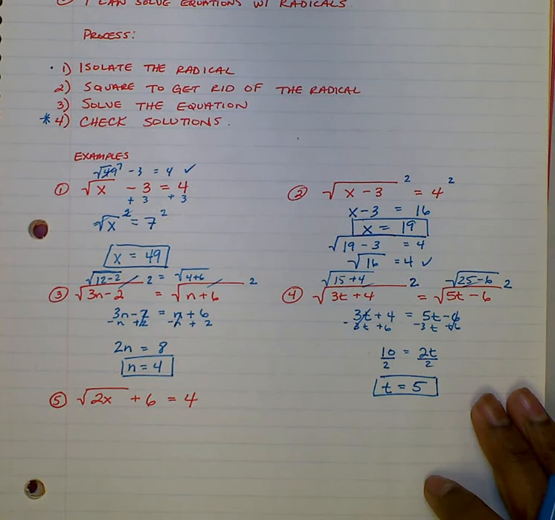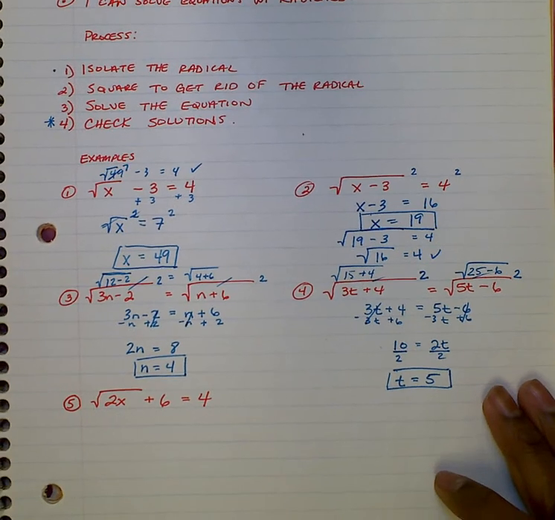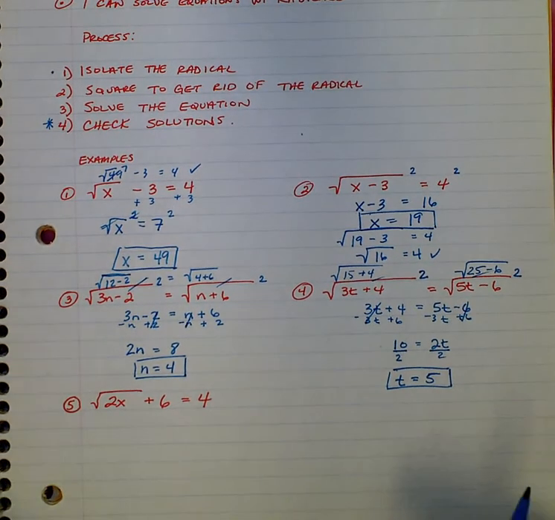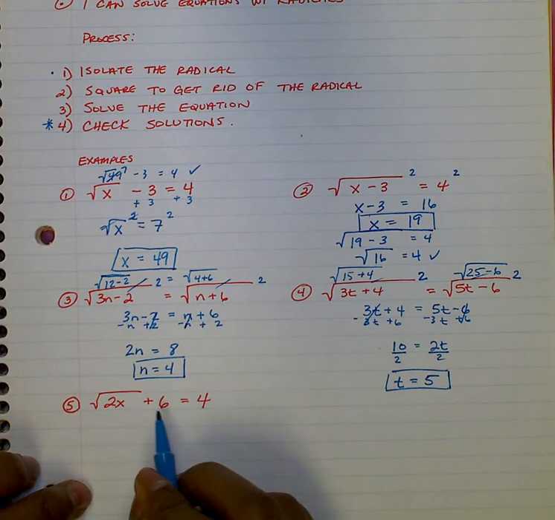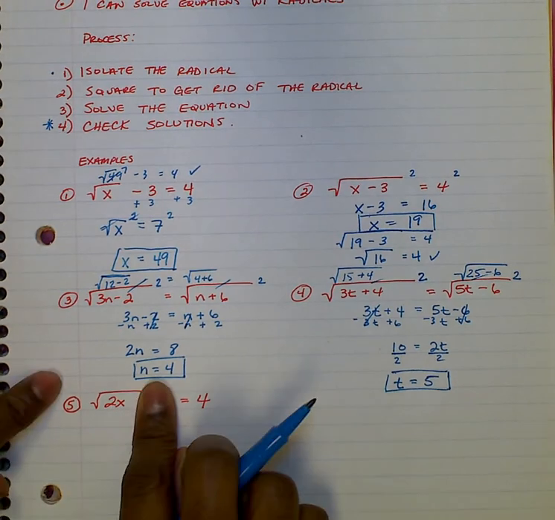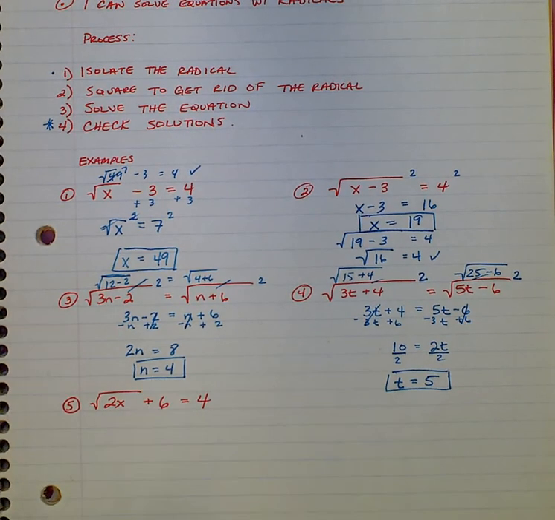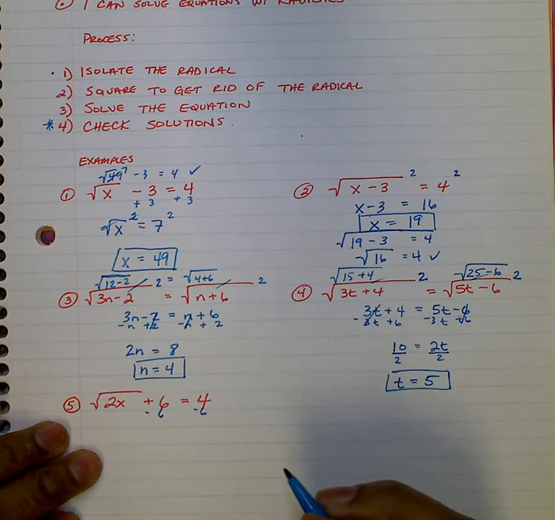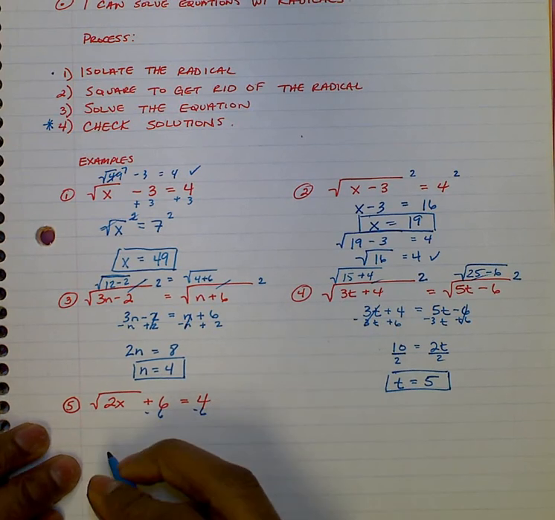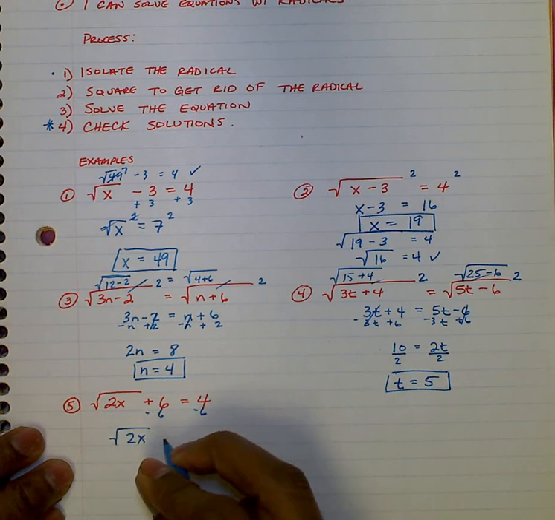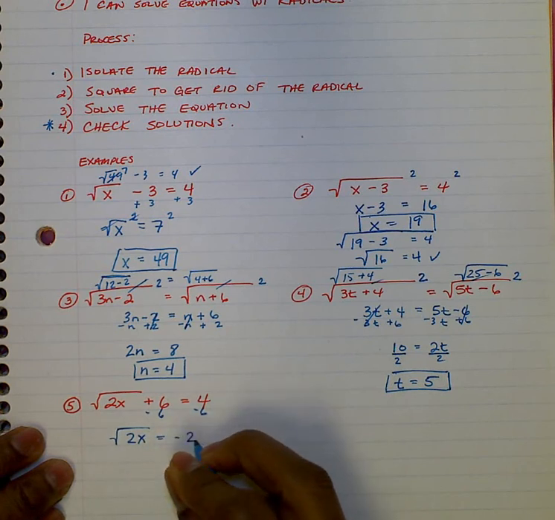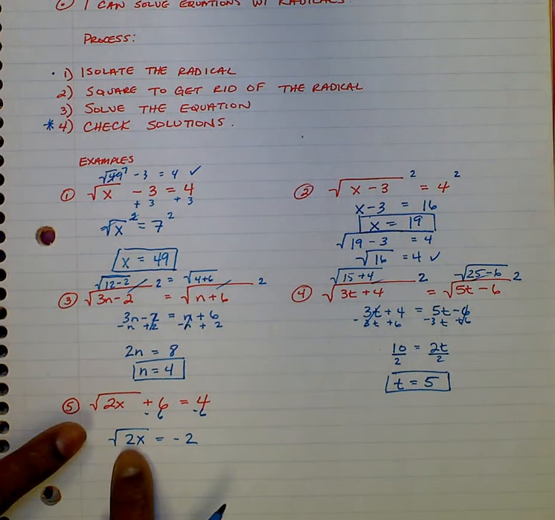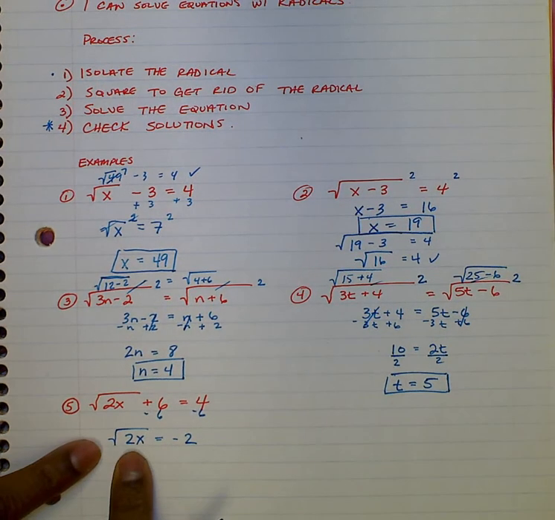Alright, last problem. We have the square root of 2x plus 6 equals 4. Notice our square root stops here. The plus 6 is not underneath our radical. And so now to solve, what will we do? Well, we'll subtract 6 from both sides. And so we're left with radical 2x equals negative 2.